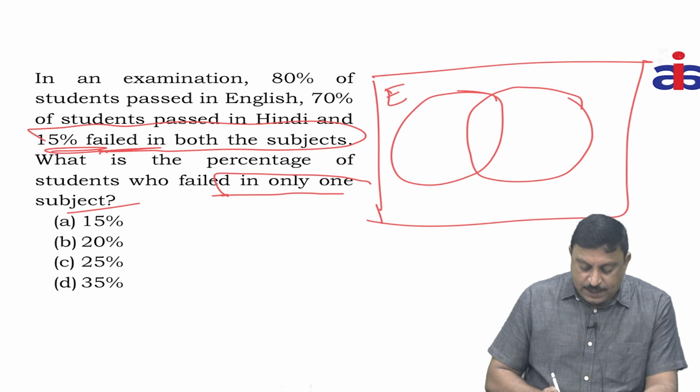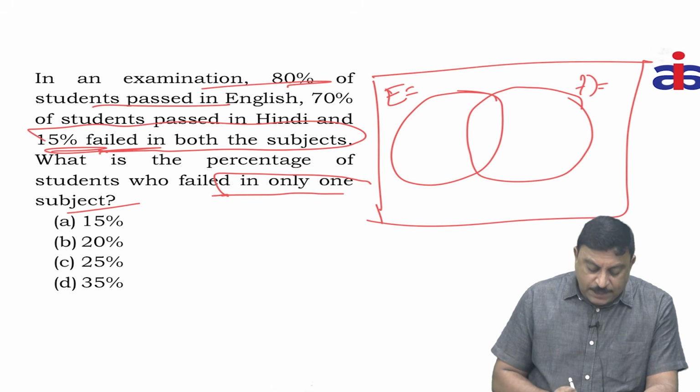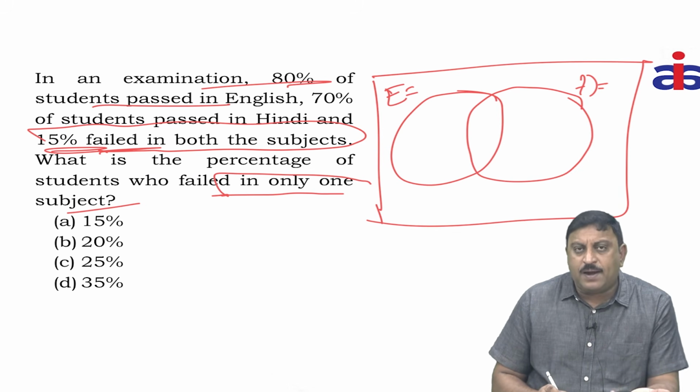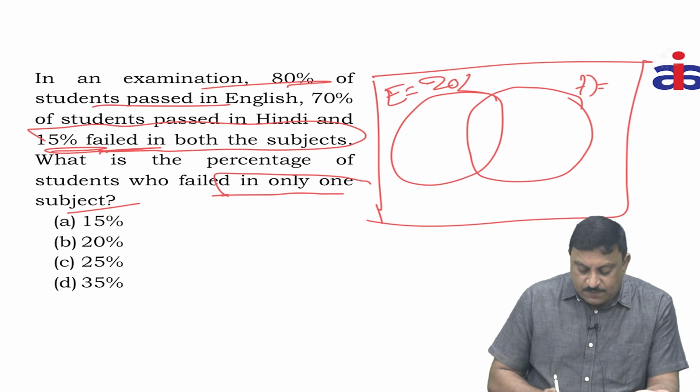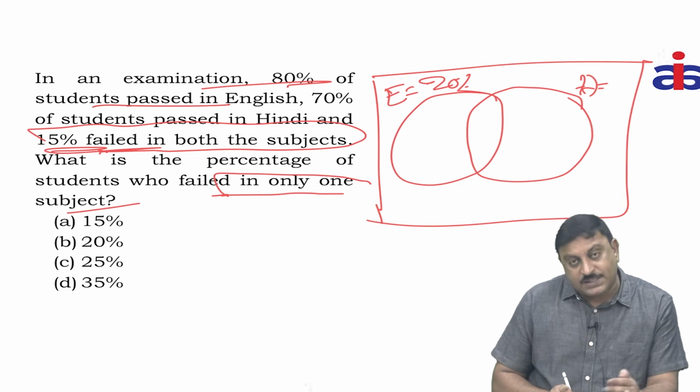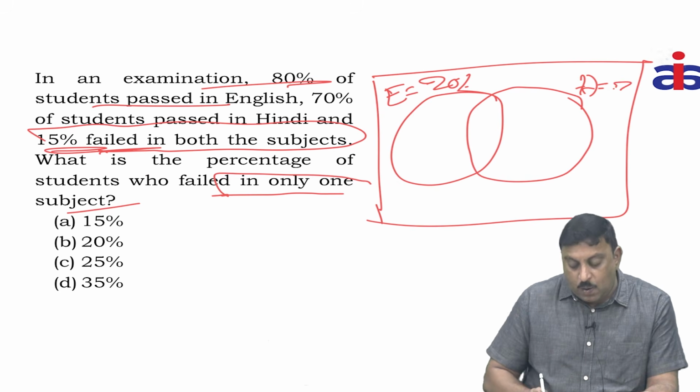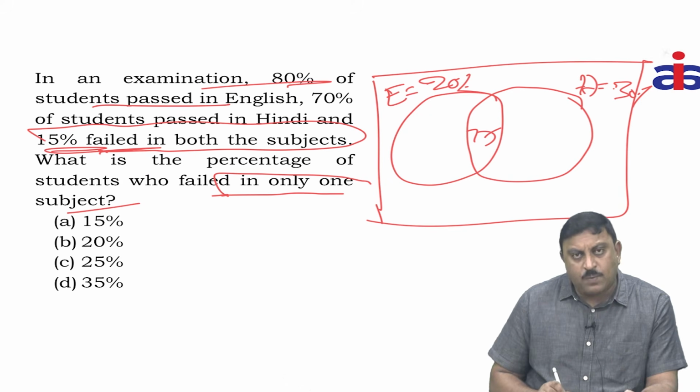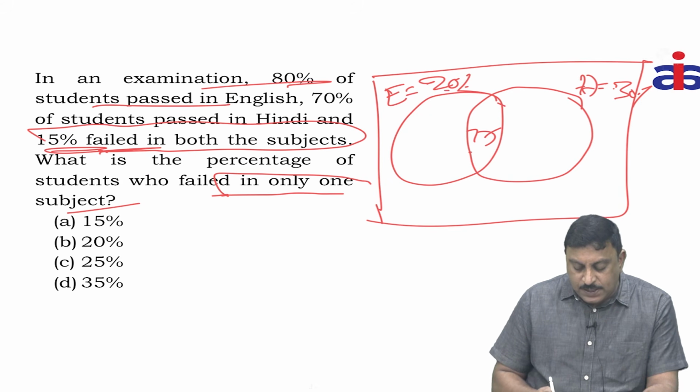So English fail is how much, and Hindi fail? First of all, 80% of students passed in English means 20% failed, right? And 70% of students passed in Hindi means 30% must have failed overall, is it not? And both is 15. You put that in the middle. So 20 is the entire circle. English failed is 20, 15 is both, so the difference is 5. So it is 5% here.